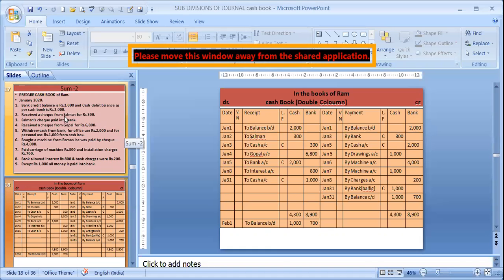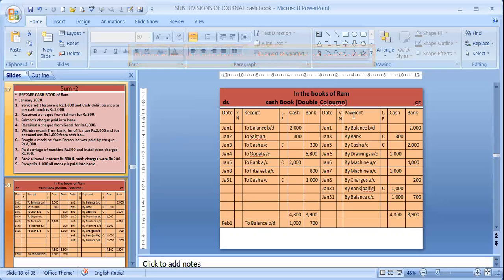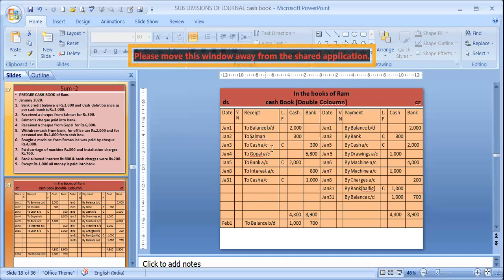Okay. Then receive a check from Salman, rupees 300. Receive, so I told you this is the receipt side. See, I have written receipt, intentionally, over here and payment over here. You should write particulars and particulars. Receipt and payment. Receipt means all the receipts will be written in the debit side.